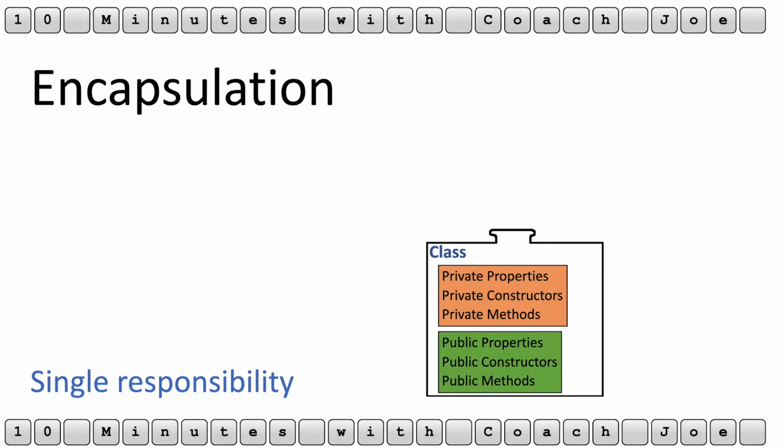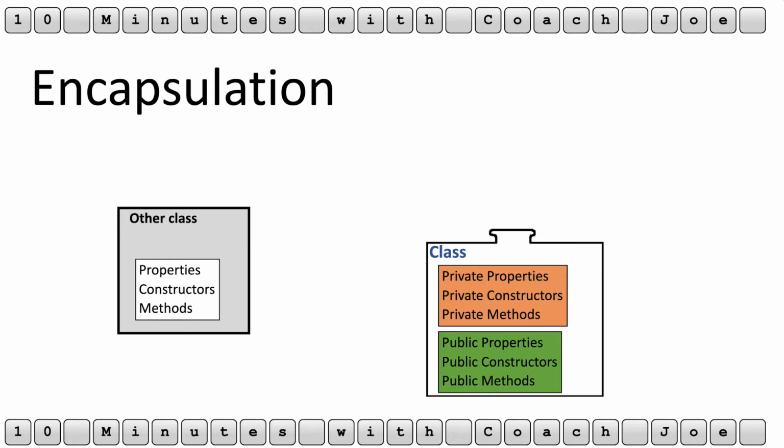Properties can be public or private. Constructors and methods can be public or private. Expose constructors, properties, and methods to other classes that need to know this information. Hide constructors, properties, and methods from other classes that do not need to know the inner workings. This is data hiding.